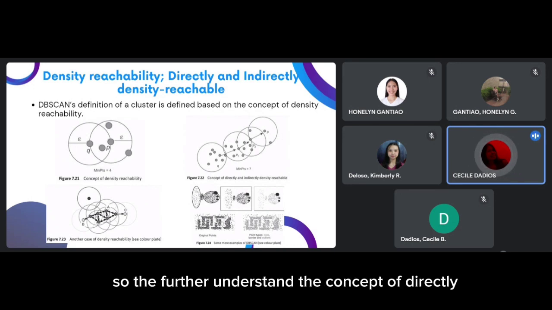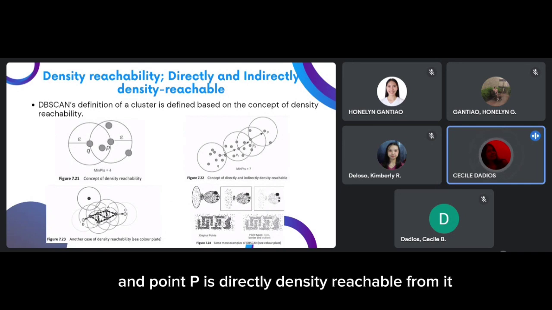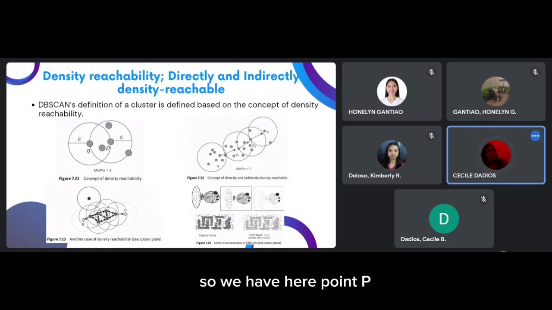To further understand the concept of directly and indirectly density reachable, let us consider figure 7.22. As shown in this figure, we have some important observations. Point P2 is a core point as it has more than 7 points within its neighborhood, and point P is directly density reachable from it. Point P1 is also a core point, and point P2 is directly density reachable from it. Point Q is also a core point, and point P1 is directly density reachable from it.